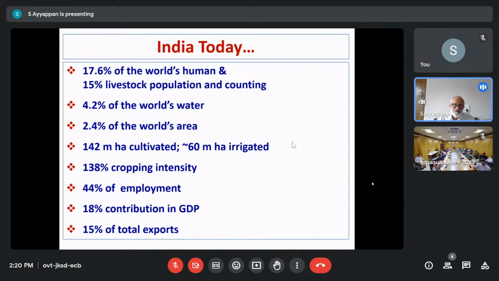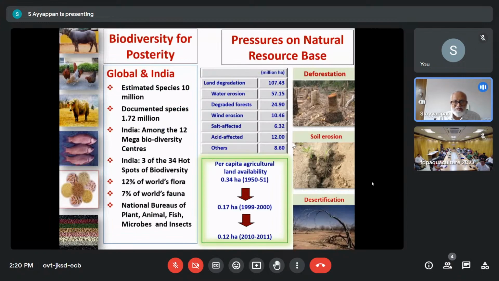And then agriculture still employs 44% of the population of this country. That means we are now 143 crore people. And if we put together, nearly 60 crore people still dependent on farming and agriculture. That is the importance when it comes to GDP, 18%. So what is the strength we have?